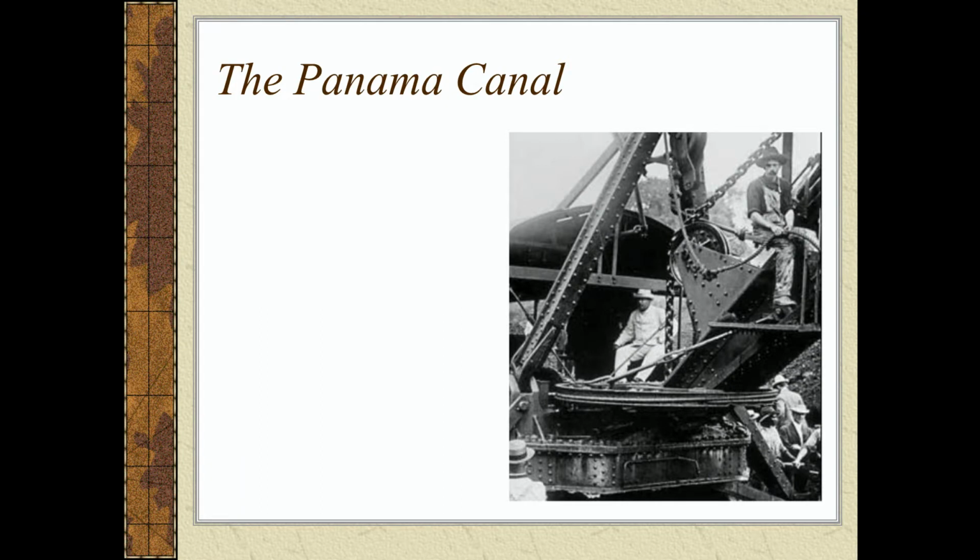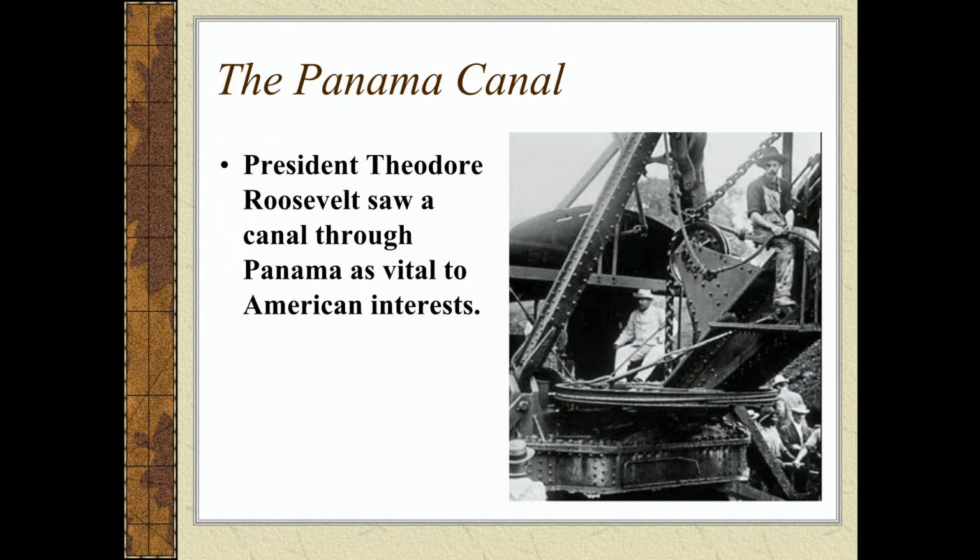One idea that's going to change things in Latin America is the introduction of the Panama Canal. President Theodore Roosevelt saw a canal through Panama as vital to American interest. Just to briefly go back, the Panama Canal originally was started by the French. They gave up on the idea. Roosevelt is going to pick it up, and eventually he's going to see it through and get it built. The United States would help build this Panama Canal.